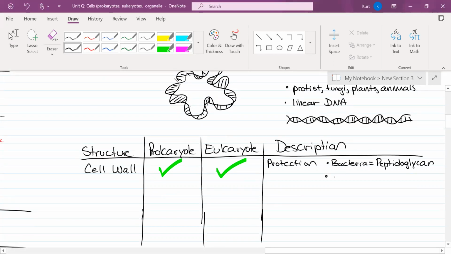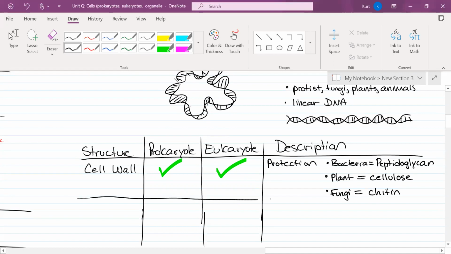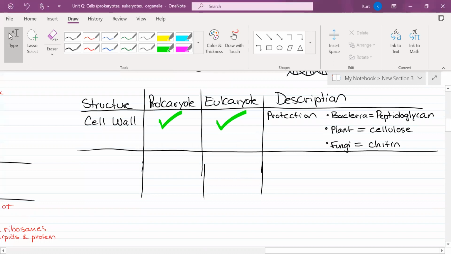What is the cell wall of a plant made of? Cellulose. What is the cell wall of a fungi or a fungal cell made of? Chitin. How about an animal cell wall? Trick question. They don't have one. Animals do not have a cell wall. Okay? So you kind of see how this chart's going to go?